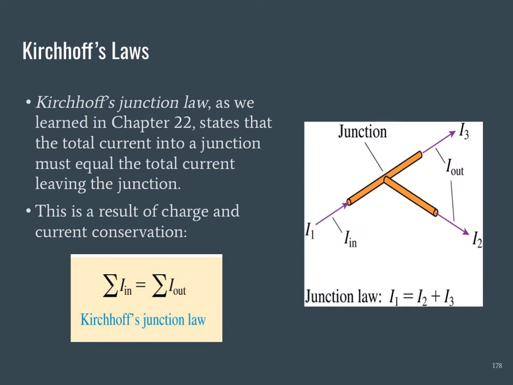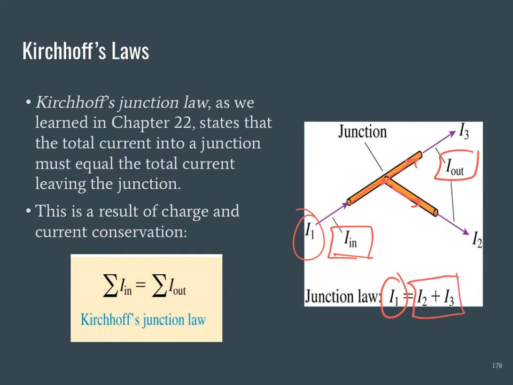And this just means that if there's current going in, here's I1, current going in, and here we have a branch. It can either go to the right to some circuit elements or it can go straight to other circuit elements. So the current that goes into the circuit has to equal the current going out, which means that the current going in, I1, has to equal current I2 and current I3, the sum of those two.